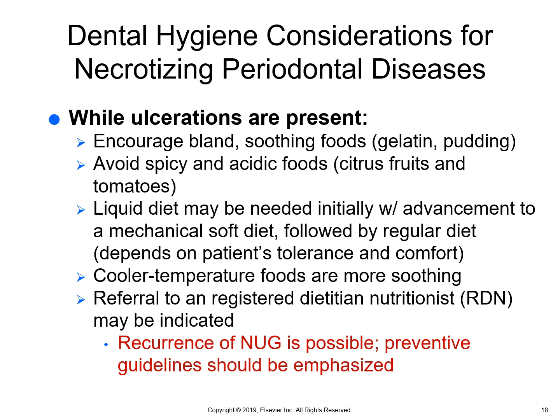So for a patient with NUG or NUP, while their ulcerations are present, we're going to encourage bland, soothing foods such as gelatin or pudding. Definitely want to avoid spicy and acidic foods. Liquid diet may be needed initially with that advancement that we talked about for perio surgery, where we go to a mechanically soft diet followed by a regular diet depending on the patient's tolerance and their comfort level. Cooler temperature foods tend to be more soothing, and then we may need to refer them to a registered dietitian or nutritionist to be evaluated.